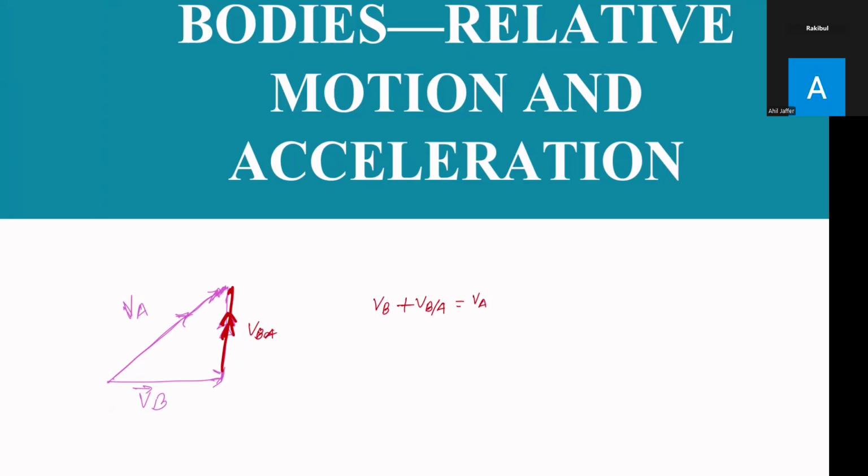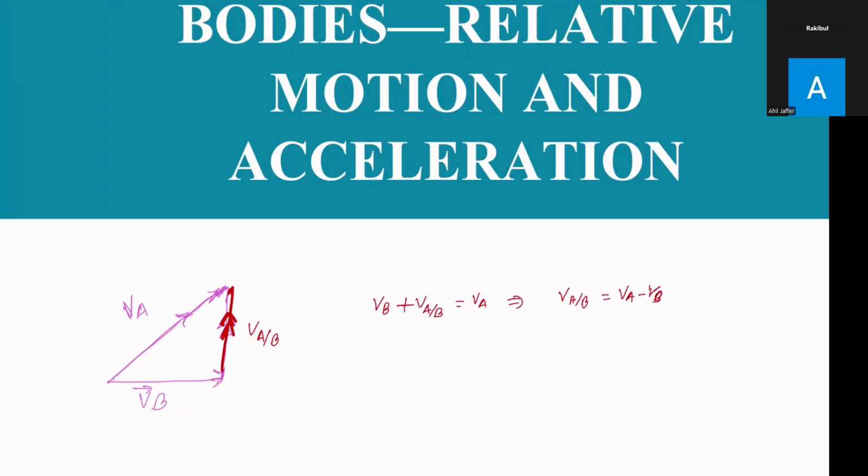I'm just thinking whether I made a mistake. I used the wrong notation here. So VAB equals VA minus VB.